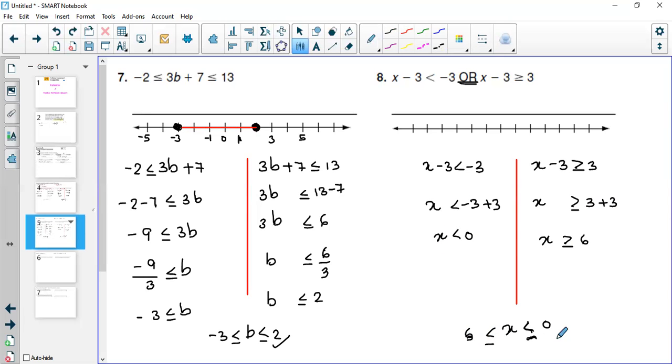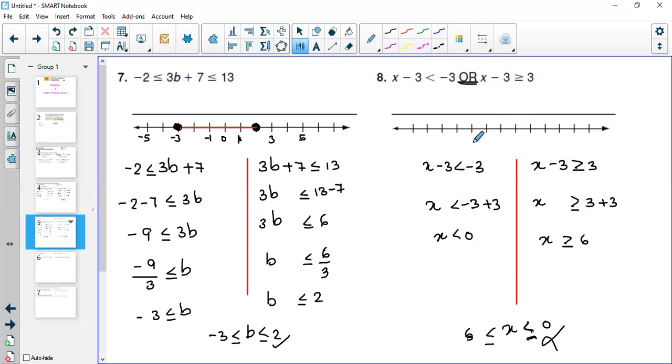Now, do you think 6 is less than 0? It's impossible. So this inequality is wrong. That's why this inequality has the word or, because the inequality cannot be written as a compound one. Rather, we need to use the word or to write these inequalities. Right, so let's graph this. X is less than 0 or x is greater than or equal to 6.